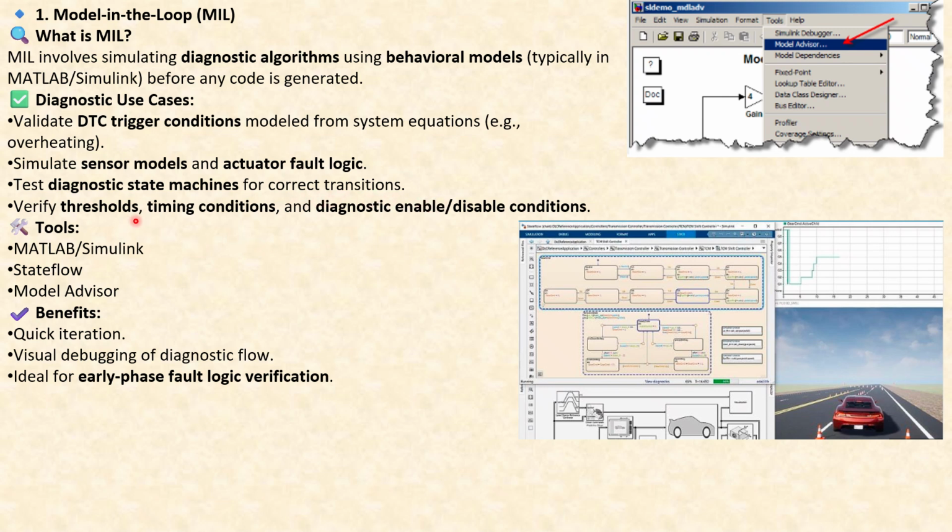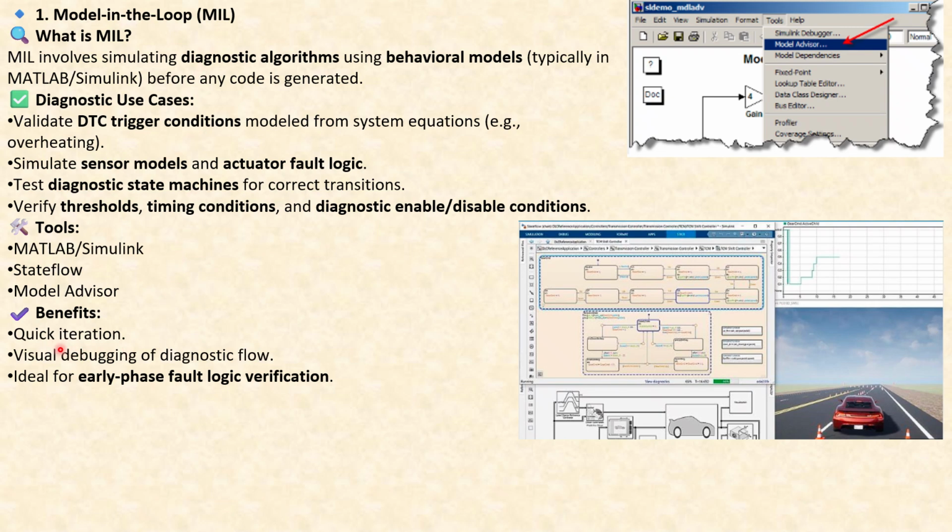Now, when it comes to verifying thresholds, timing conditions, and enable and disable conditions, the tools are MATLAB, Simulink, Stateflow, and Model Advisor. These are the various tools that are used for simulating the diagnostic algorithms.